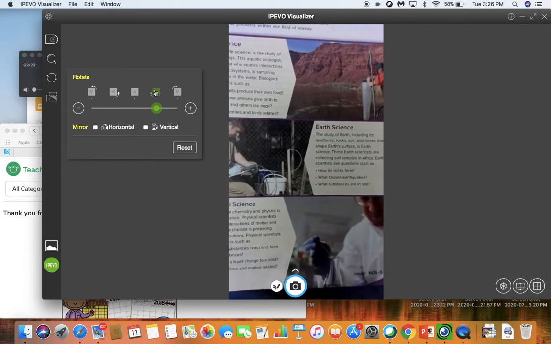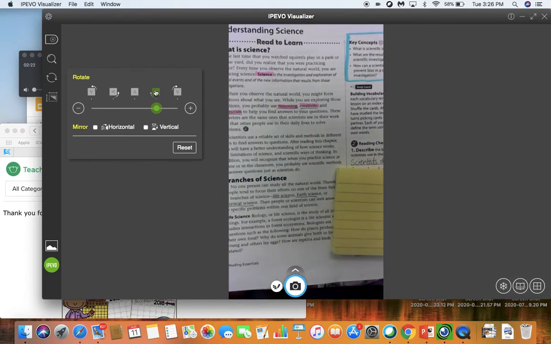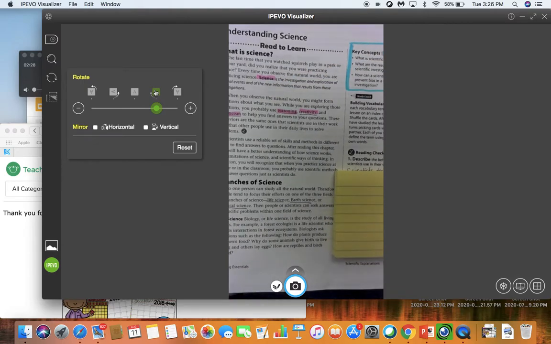So when we observe, or it says while you're exploring those questions, you're probably using reasoning. You're reasoning through what you're seeing. Creativity. I wonder if this would work if we did this. Okay? Thinking outside the box. And skepticism. Skepticism is questioning, basically. Okay? So let's look at this.